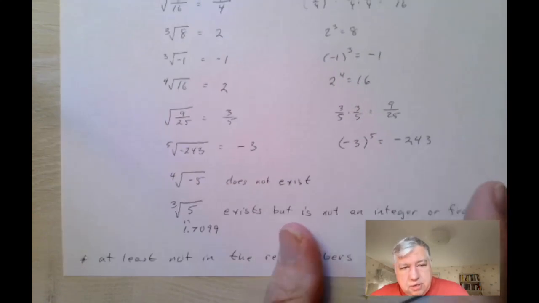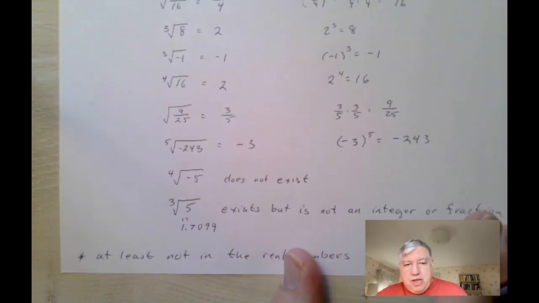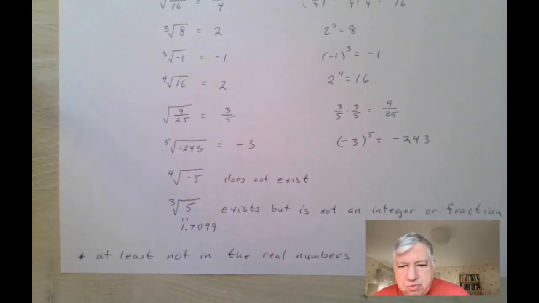So again, you can take the nth root of any real number if n is odd, and of any positive number if n is even. The result might not be a nice round number though.